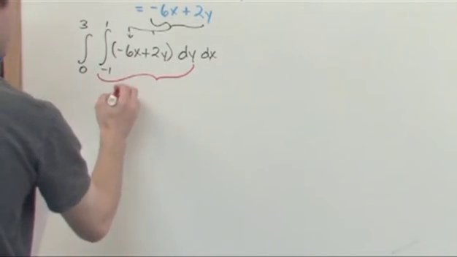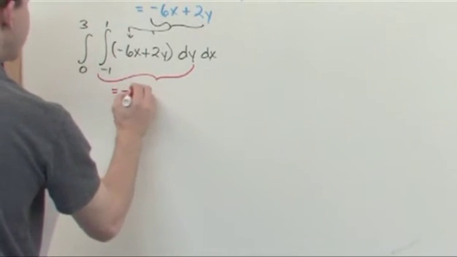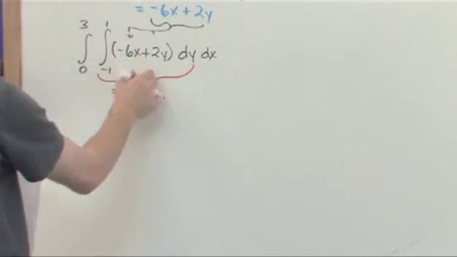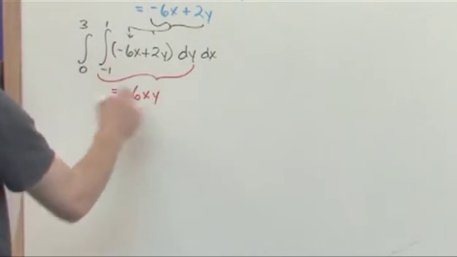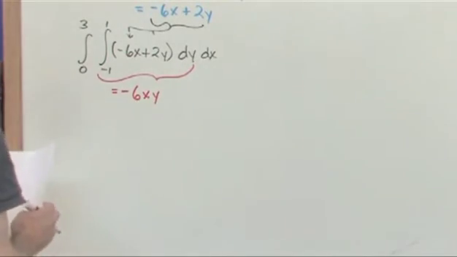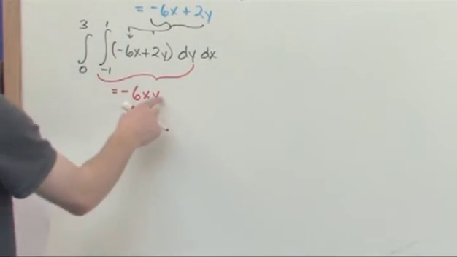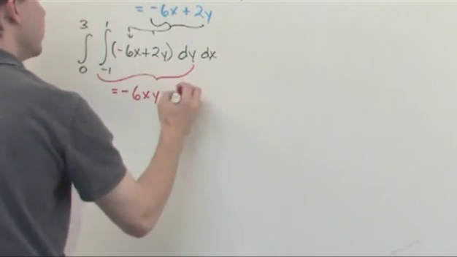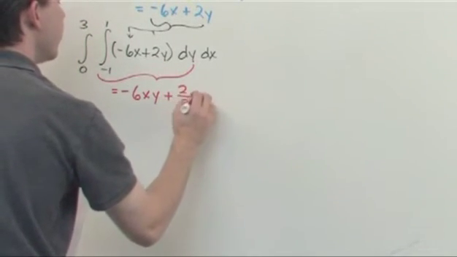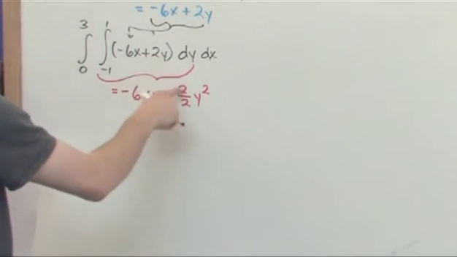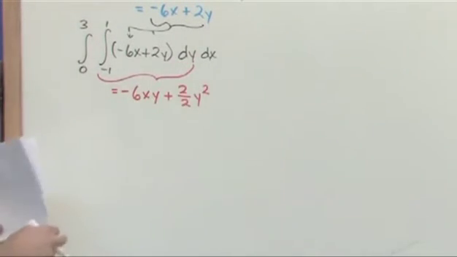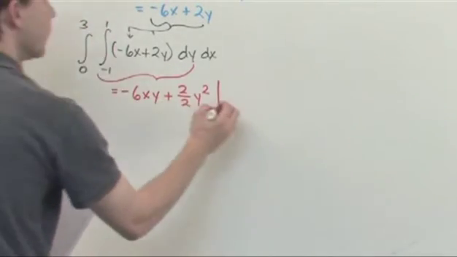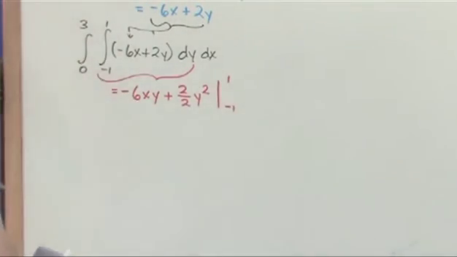So to actually do this integration, you're going to have negative 6xy, because this is a constant, a number, so it comes down, and you have your y. It's a polynomial integral. Plus, I'm going to have 2 over 2 y squared, because the 2 is a constant, so 1/2 y squared. That's just a regular old plain Jane integral from Calculus 1. Evaluate this from negative 1 to 1.